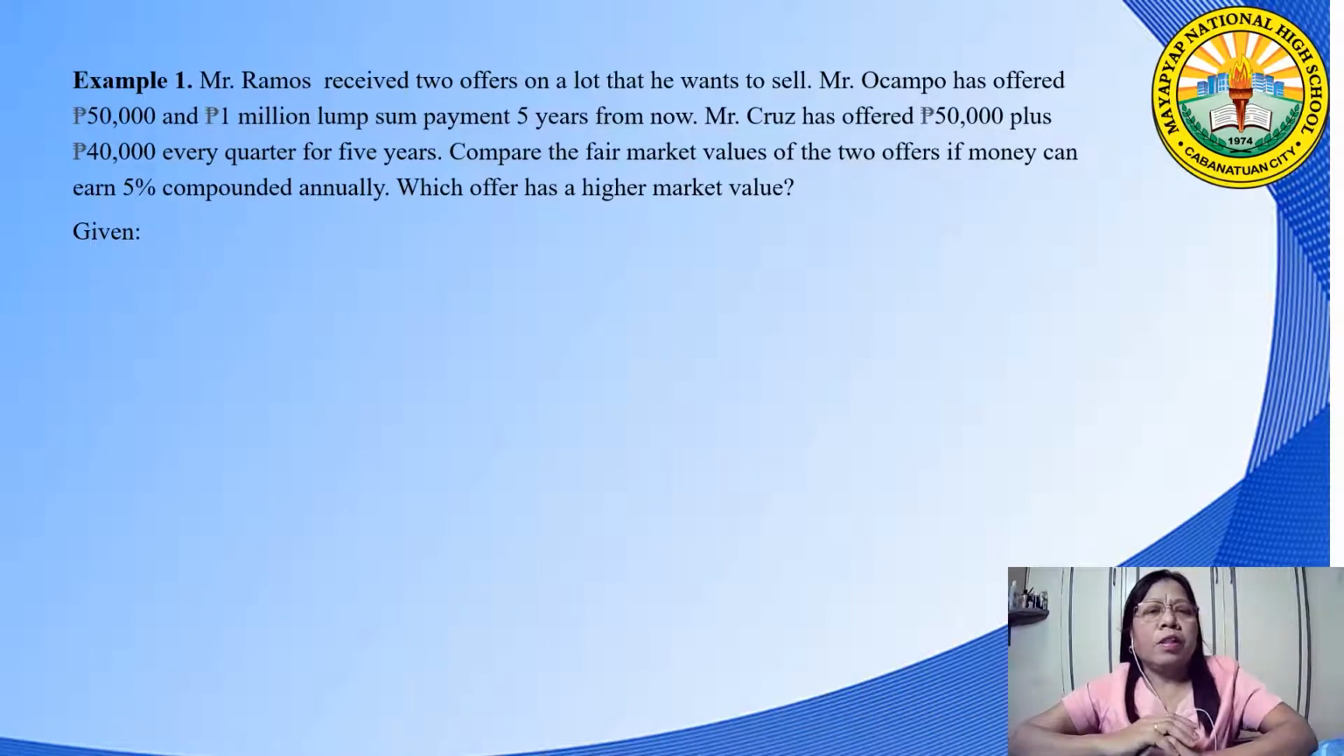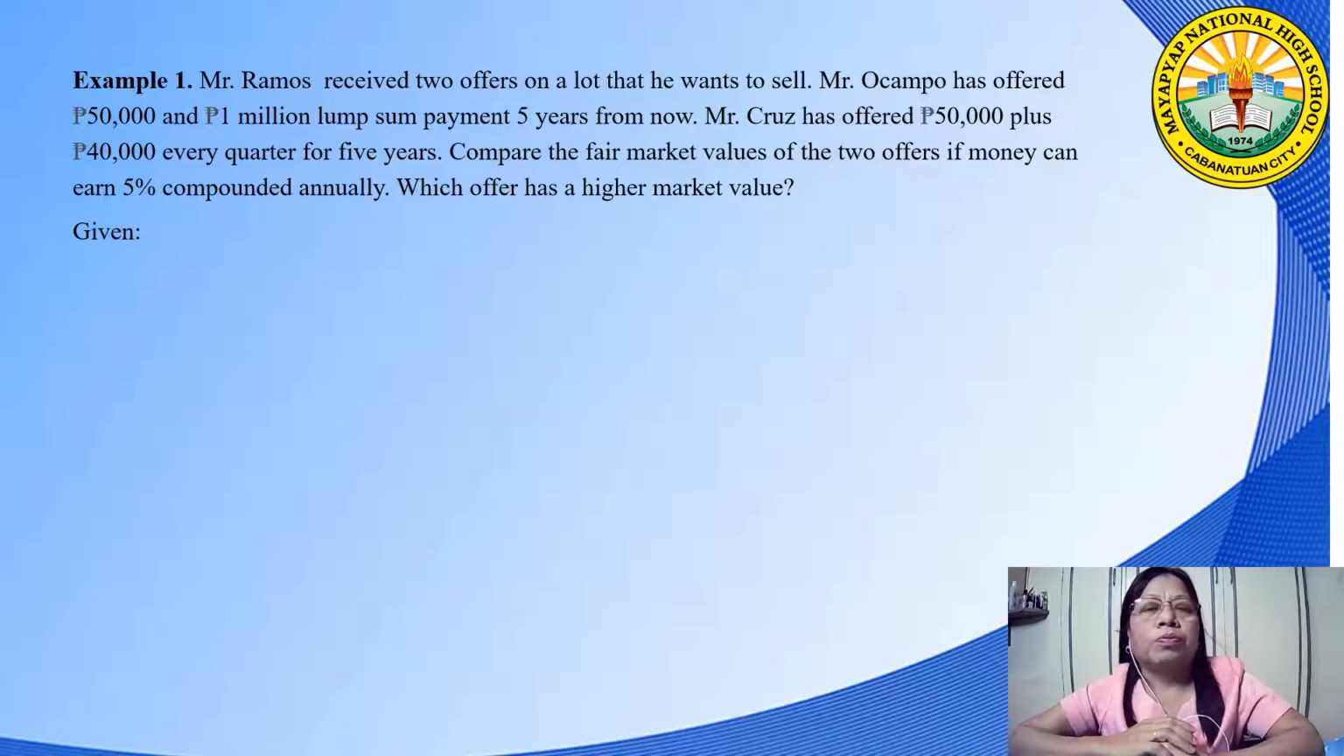Example, Mr. Ramos received 2 offers on a lot that he wants to sell. Mr. Ocampo has offered 50,000 pesos and 1 million lump sum payment 5 years from now. Mr. Cruz has offered 50,000 pesos plus 40,000 pesos every quarter for 5 years. Compare the fair market value of 2 offers if money can earn 5% compounded annually. Which offer has a higher market value?